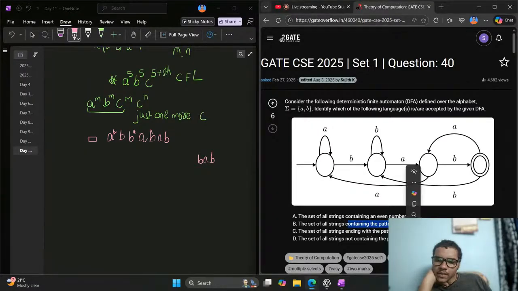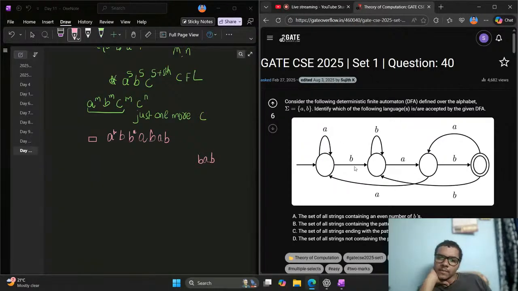Yeah, this is okay. I mean, the set of all strings containing the pattern B, A, ending with the pattern BAB, that is correct. Not containing the pattern ABA. Can you generate an ABA at least to prove this?